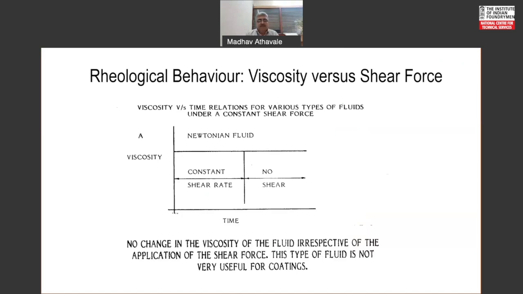When we take plain simple water, which is called a Newtonian fluid, there is no change in the viscosity when a shear force is applied. So when there is a shear applied, there is no change in viscosity. When there is no shear, still there is no change in the viscosity. I mean, imagine taking a bath of water and putting a core inside it. You'll find that there is no change in the viscosity of the water.